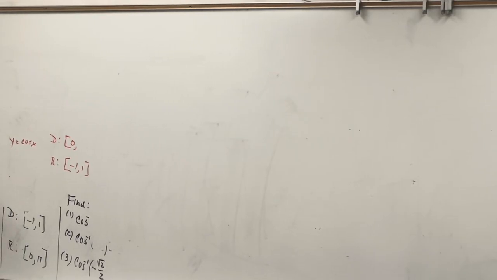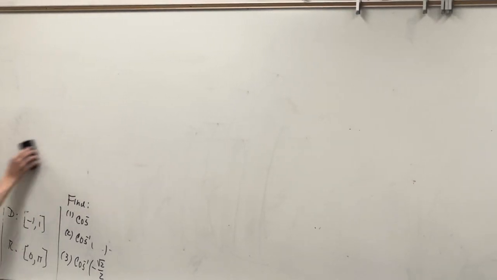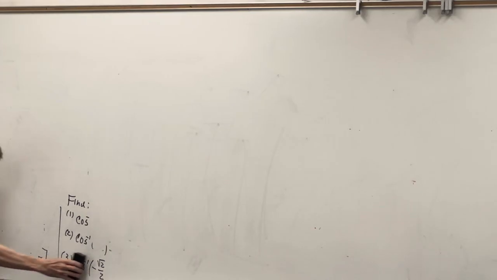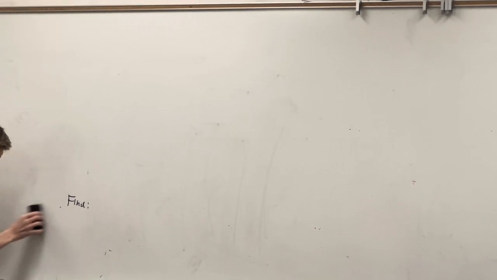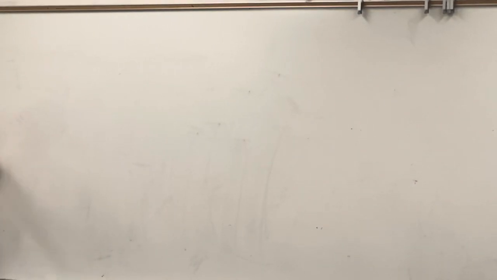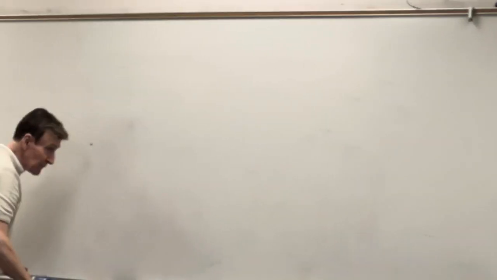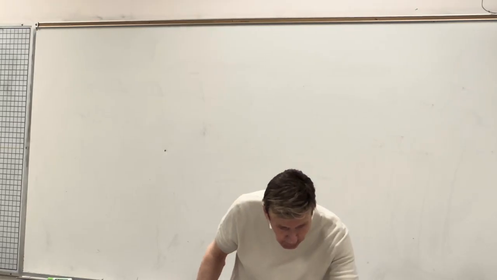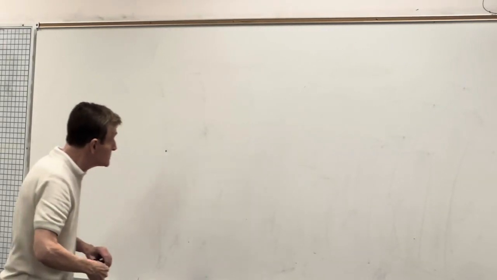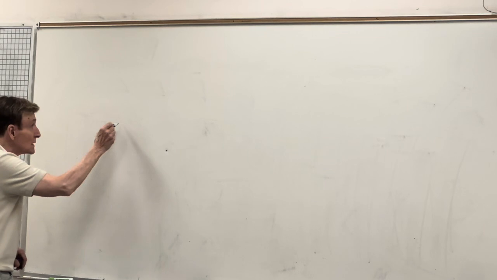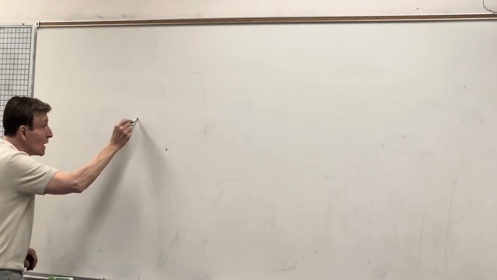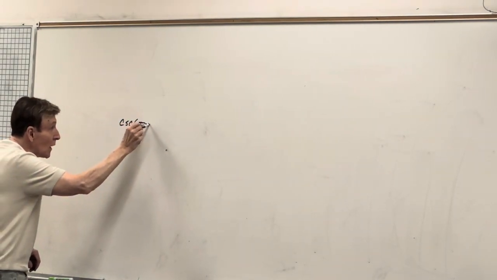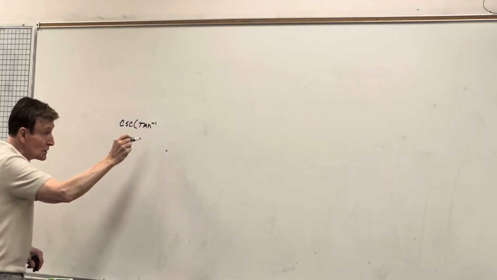Let's see what's going on here. Read that last one to me. We'll get that out of the way right now. Cosecant, okay. Tangent inverse, tan inverse of negative 2? Yeah. Okay.